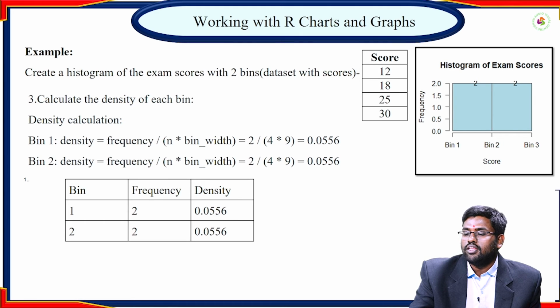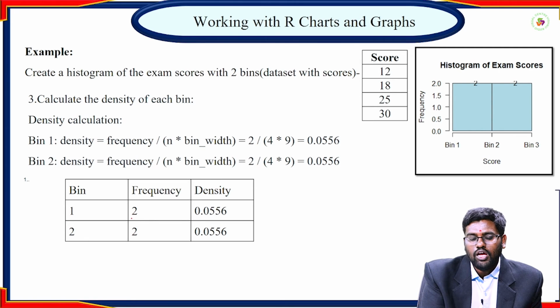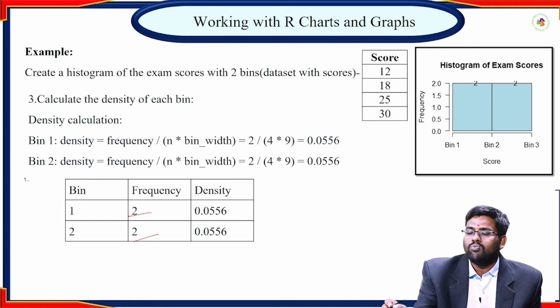So see, the x-axis contains the bin values and the y-axis contains the frequency. We calculated for bin 1 and bin 2 that the frequencies are 2 and 2. So that's why we are dividing by 2. So the final frequency value is 2 and the bin value is also 2. So that is about the histogram representation of data.